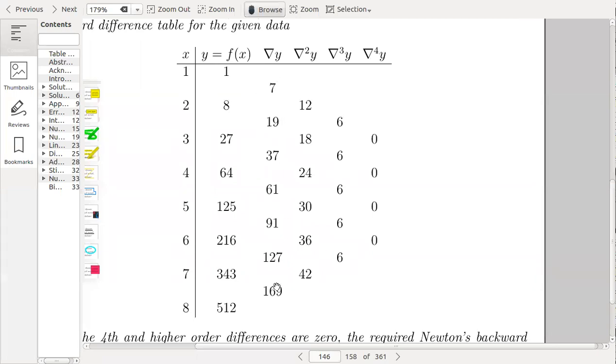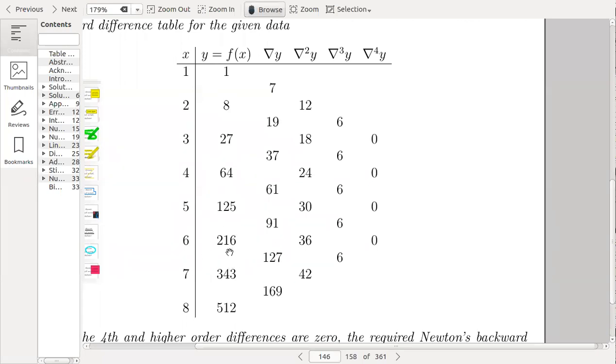How can we compute this first divided difference? Just subtract 343 from 512 and you will have 169. Since the denominator is 1, dividing by 1 has no effect. And 343 minus 216, we will have 127.